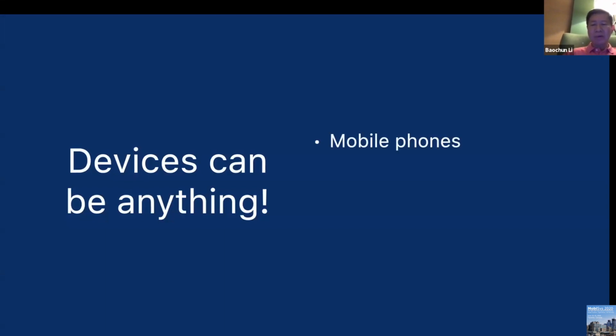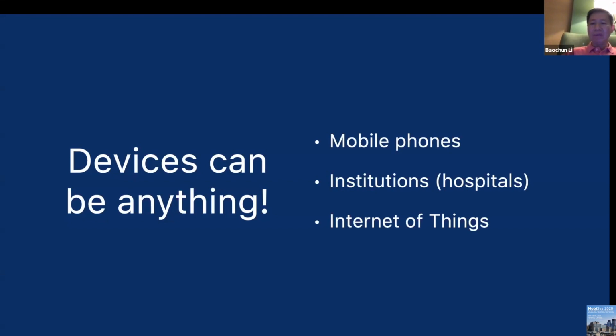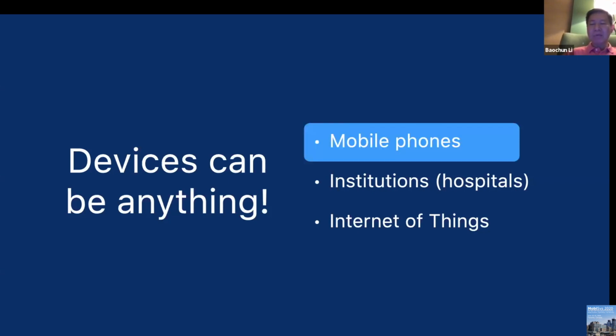So what we have here is that we have these mobile devices that collect data, but we're not only limited to these mobile devices. We can have things way beyond mobile devices. For example, we can have institutions such as hospitals that collect private data of patients. We could have devices such as Internet of Things sensors that collect probably privacy-sensitive data from their environments. But today, we would like to take mobile phones as an example and ask, how do we do this federated learning using mobile phones?